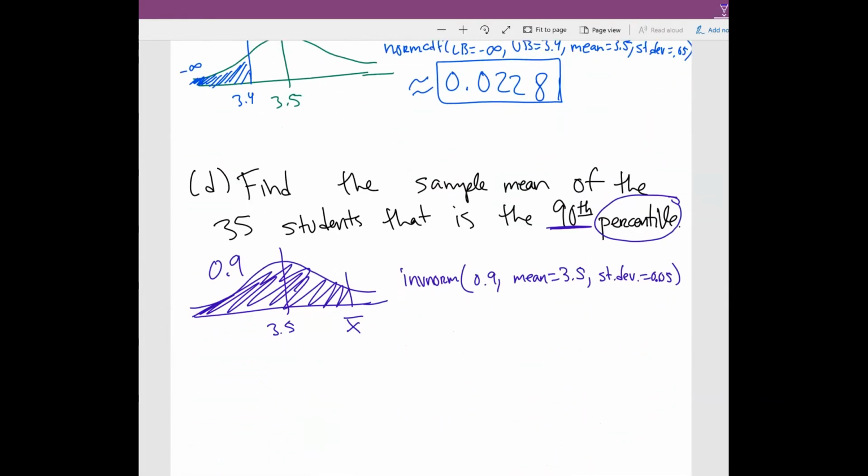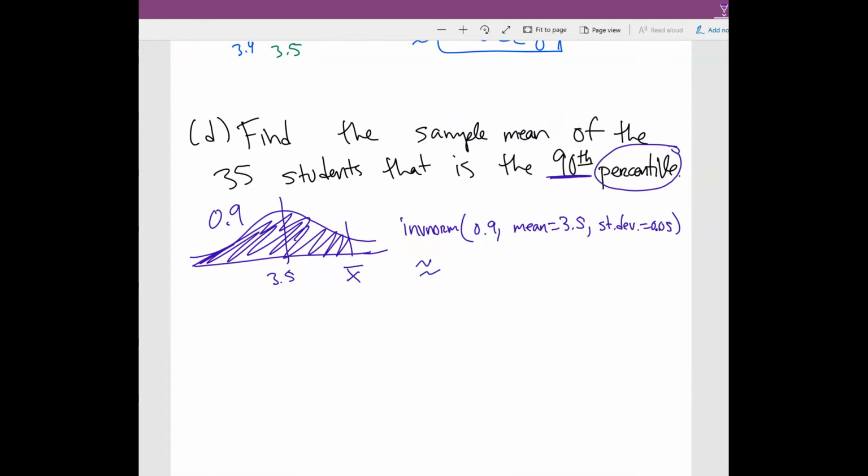So I'm going to go ahead and put this into my calculator. Second, data, distributions, inverse normal. The area is 0.9, the mean is 3.5, the standard deviation is 0.05. So my answer is going to be a mean GPA of 3.56 for the 90th percentile.